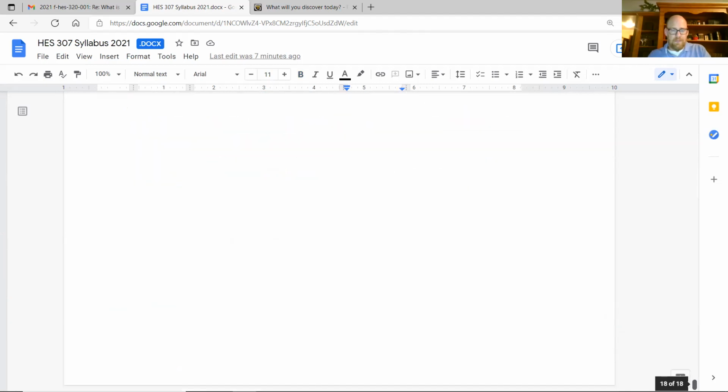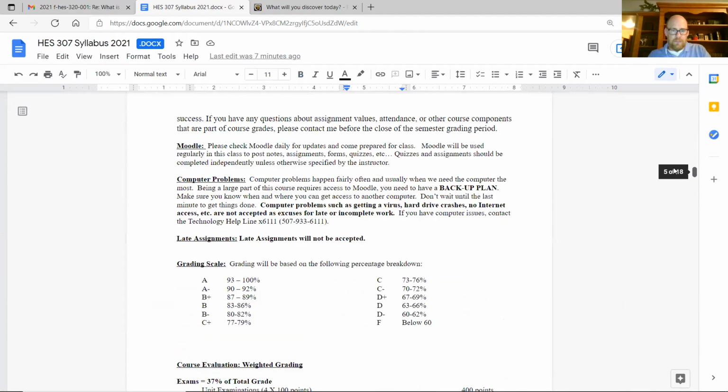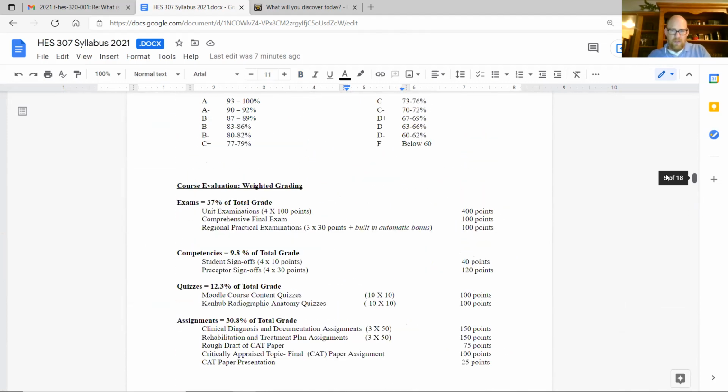All right. As far as points, let's go through that really quickly. You'll have 4 unit exams in this class, 100 points apiece. You will have 1 comprehensive final for 100 points. You'll have regional practical examinations: a practical over the shoulder, a practical over the elbow, and a practical over the wrist, hand, and fingers. Those are going to be 30 points apiece, but for grading purposes, I'm going to build in a little bonus so that those 3 combined will equal 100 points.